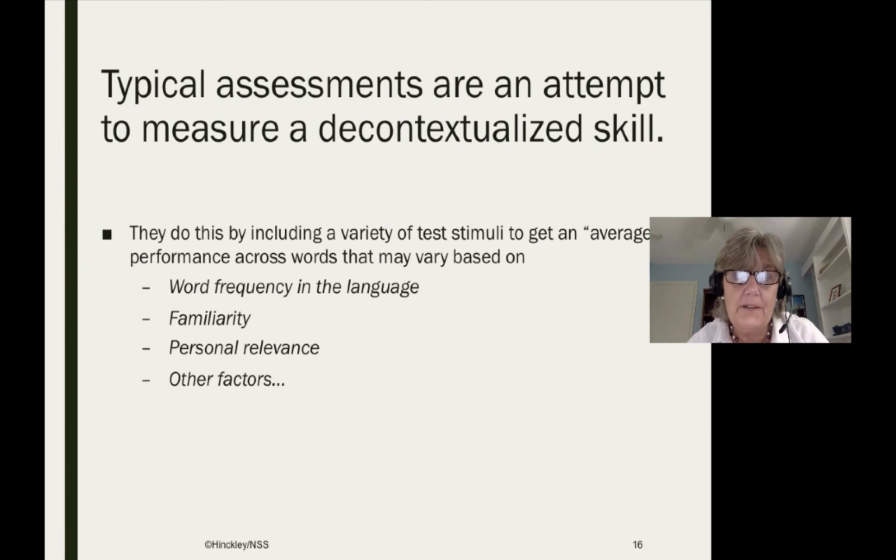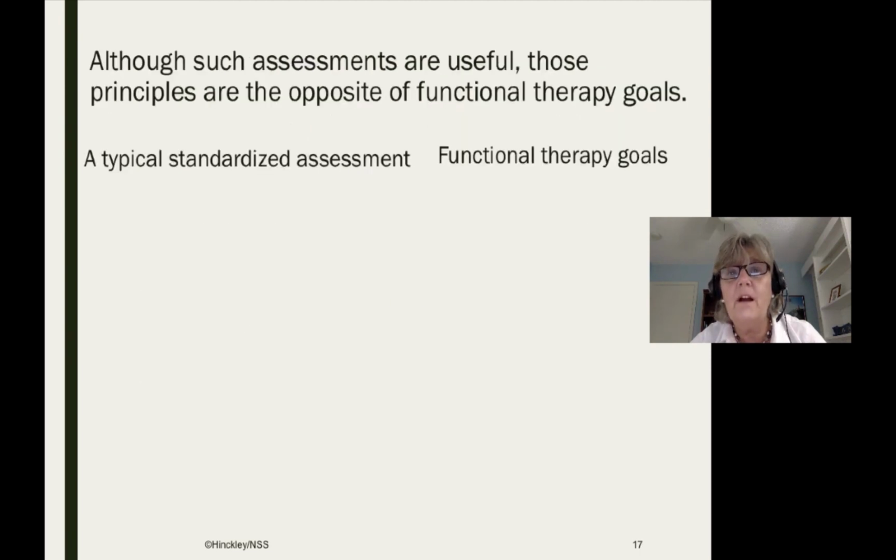Typical standardized assessments, like the Boston Diagnostic Aphasia Exam, are designed to measure decontextualized skills. So the test stimuli themselves are trying to get an average performance, and they're manipulating the test stimuli based on perhaps word frequency in the language, familiarity, maybe personal relevance, more like general familiarity, or other factors. But those are not the factors that are necessarily most important for us to think about functional therapy goals and the course of treatment.